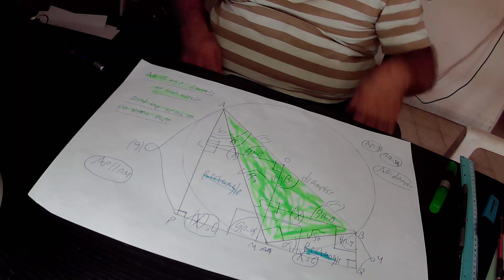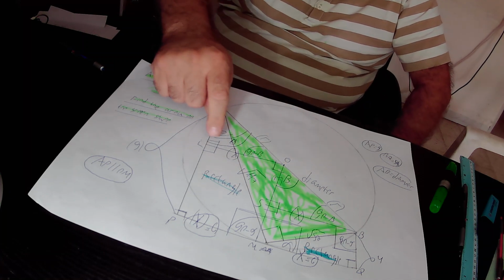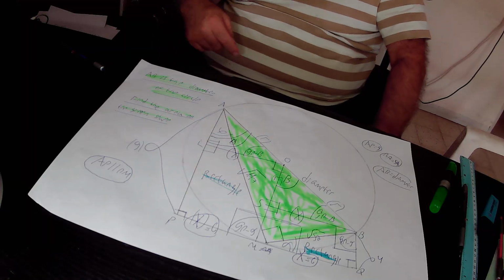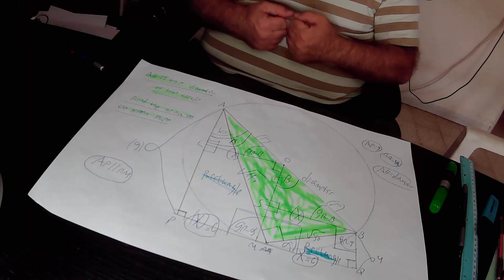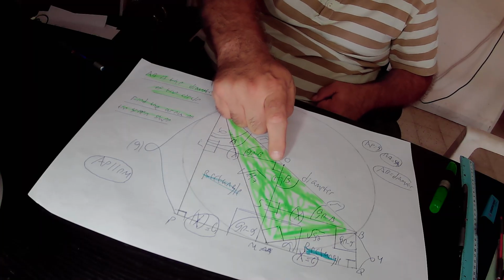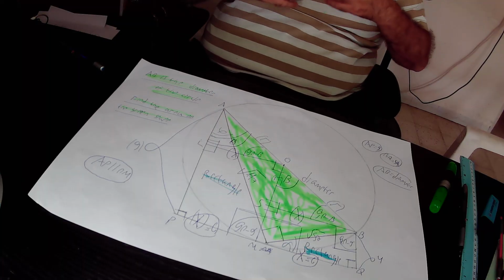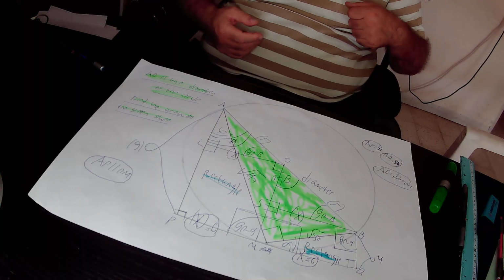By doing this construction, we get the quadrilateral NOMP. In this quadrilateral, we have 1, 2, 3 right angles. The sum of the right angles is 270 degrees, so 270 degrees plus the size of this fourth angle must be equal to 360 degrees, according to the rule that the sum of the angles in any quadrilateral is equal to 360 degrees.